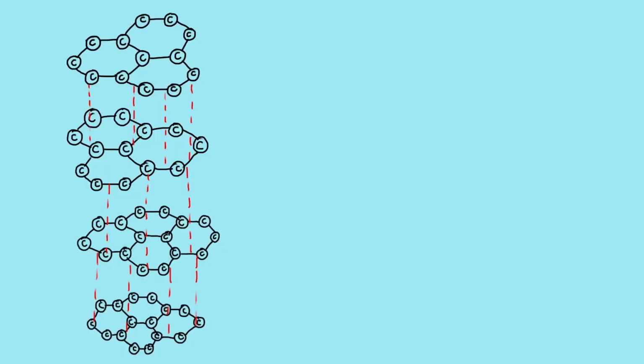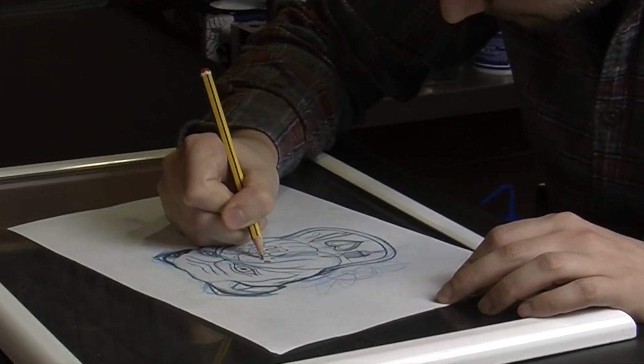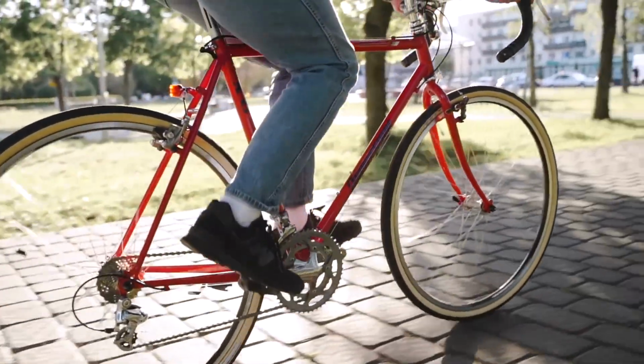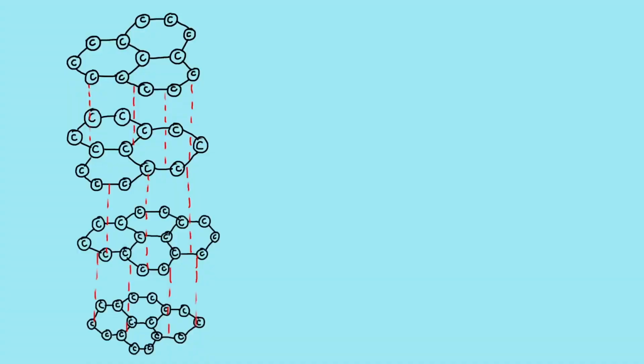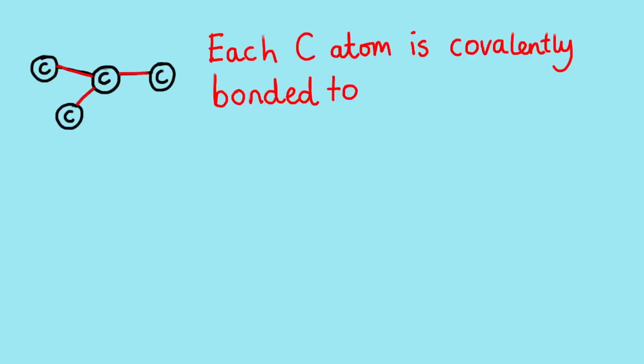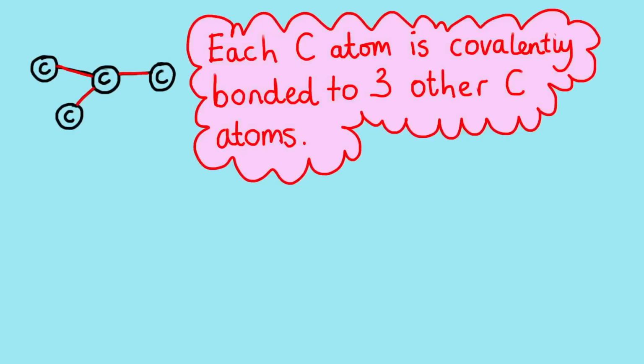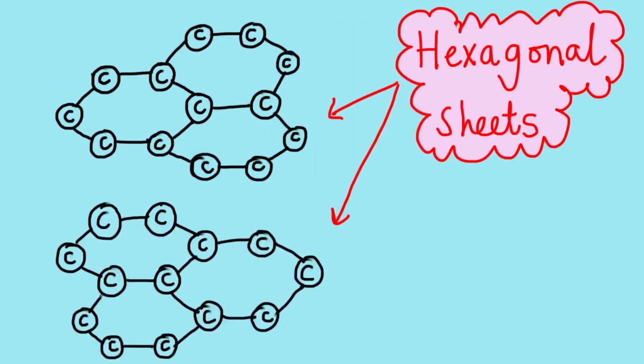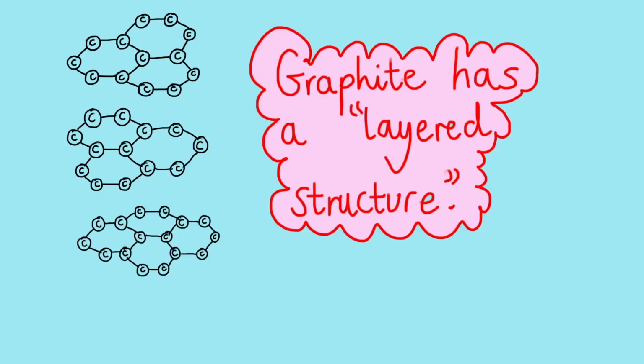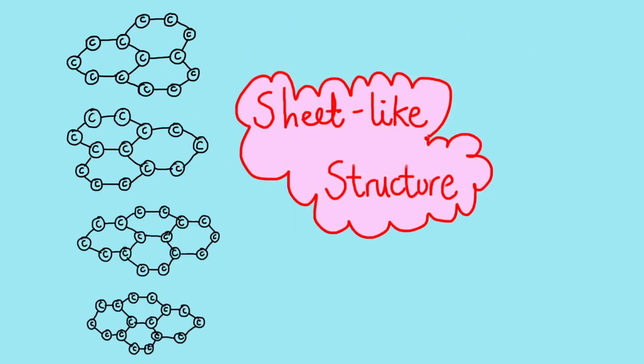Let us now have a look at a different allotrope of carbon, one that is used in pencil lead and to lubricate bike chains. Let's have a look at the allotrope of carbon called graphite. In graphite, each carbon atom is covalently bonded to 3 carbon atoms. These carbon atoms are joined together in hexagonal layers that are stacked on top of each other. So we say that graphite has a layered or sheet-like structure.